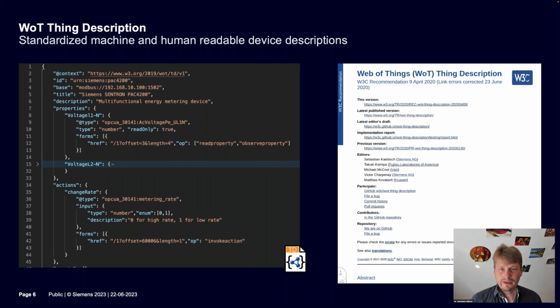So here you see, for example, a snippet of a thing description that is based on a Modbus-based device. You see some data points like the voltage, phase 1, and some actions, and you see also protocol-specific information like the Modbus register, or which offsets you have to use, and so on. So all this detail is provided in the thing description. And the cool thing, as you can already see, is that it is JSON-based.